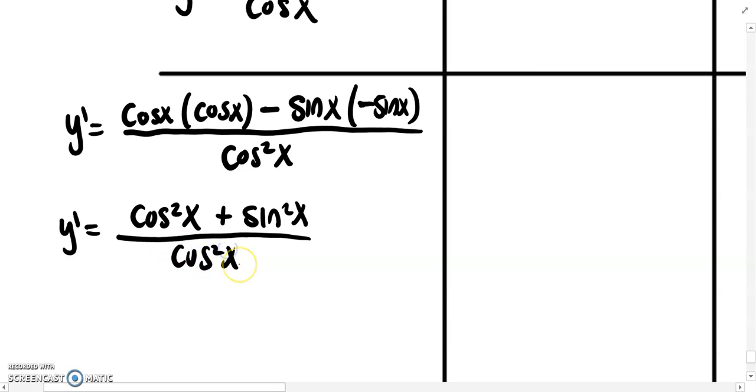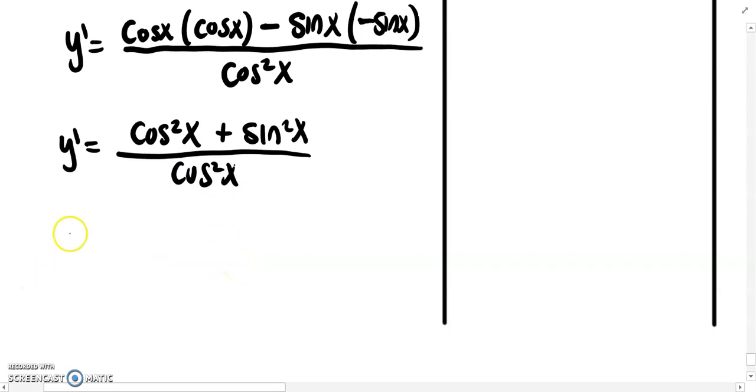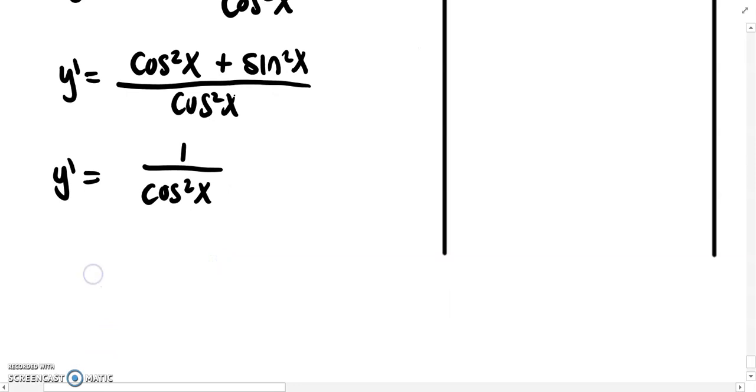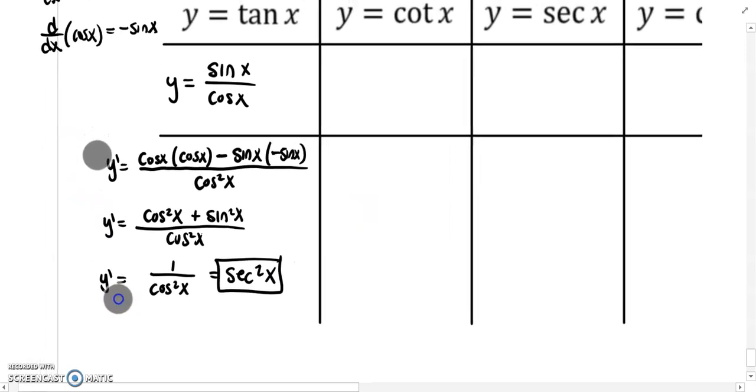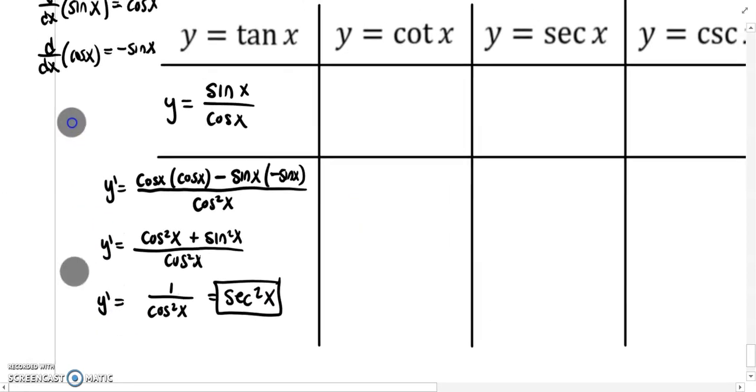And what you should hopefully see there in the numerator is that we have a Pythagorean identity. So cosine squared plus sine squared is just equal to 1. And so our derivative is going to simplify to a really nice 1 over cosine squared of x. And to even go one step further, we can say that that's going to be secant squared of x. So our first derivative rule, or I should say our third one now, is that the derivative of tangent of x is going to be secant squared of x.